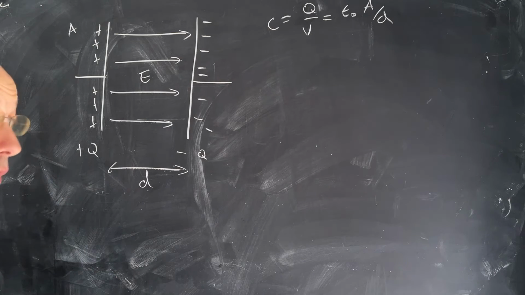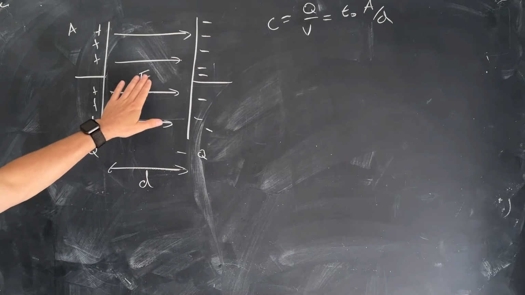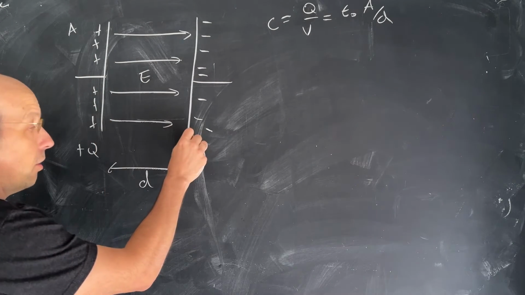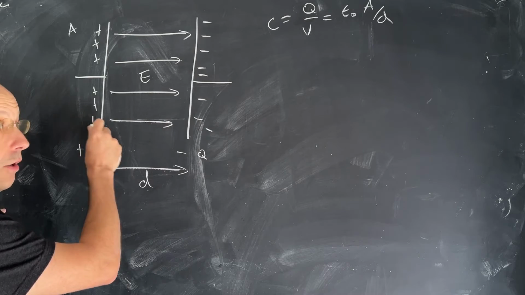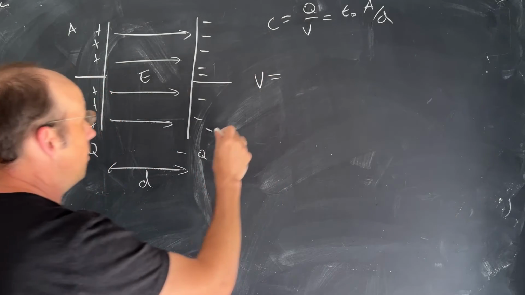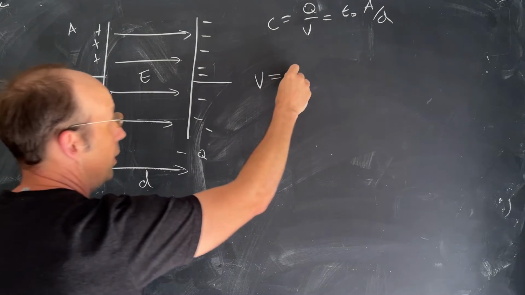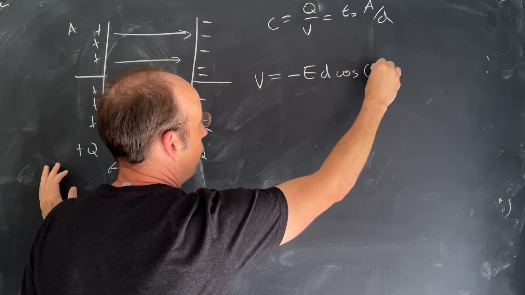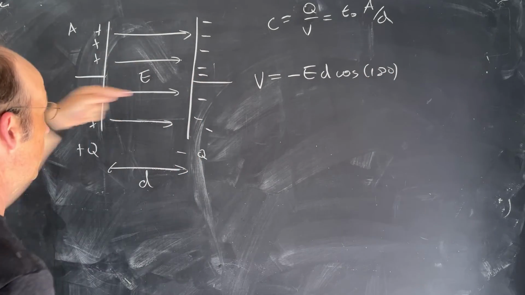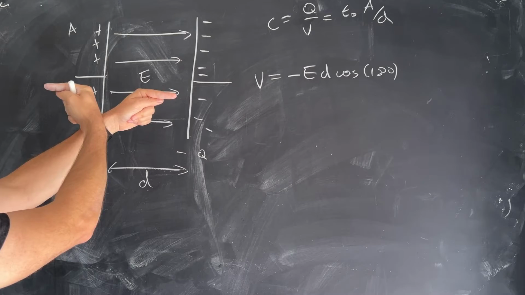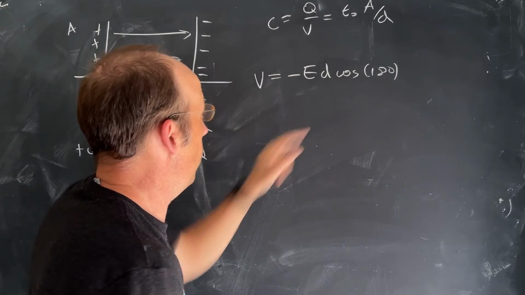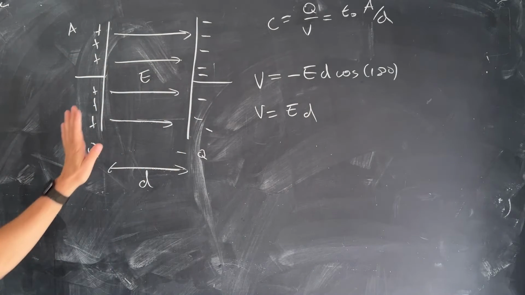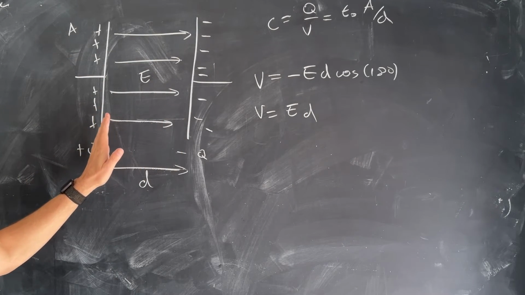Now, let's calculate the change in potential based on the electric field. So if I start from the negative side and go over here, V is going to be the negative of the electric field, times the displacement D, times the cosine of 180, right? Because E is this way, delta R is that way. They're 180 degrees apart, and that's -1. So I get V equals ED. So that's the relationship between the change in potential and the electric field.